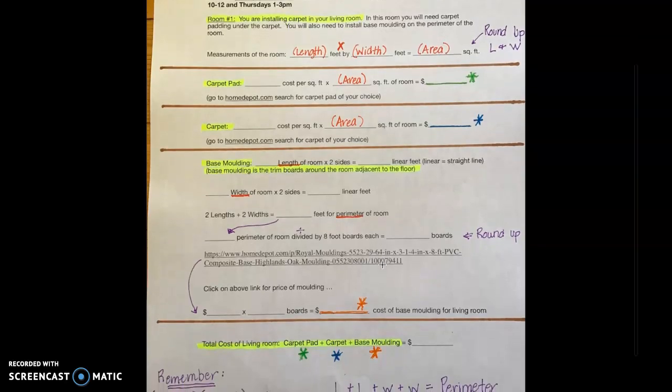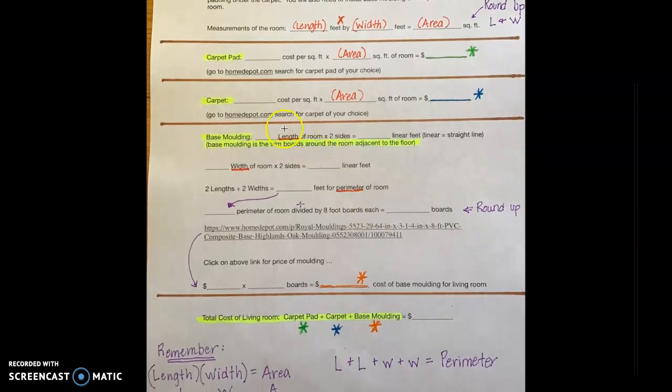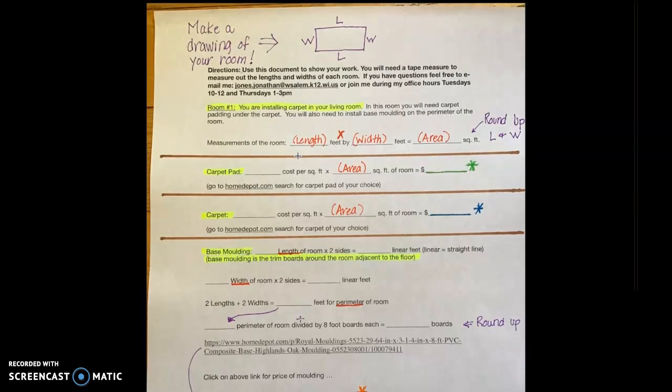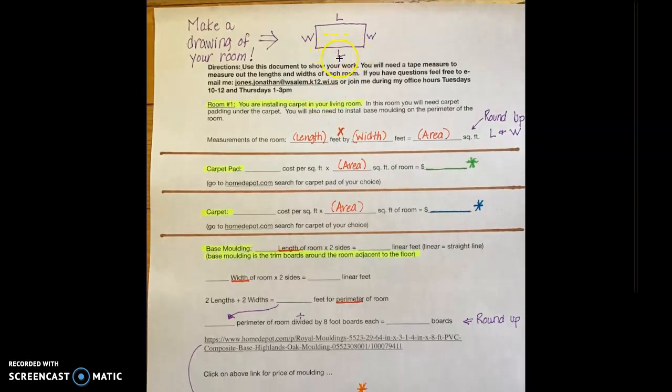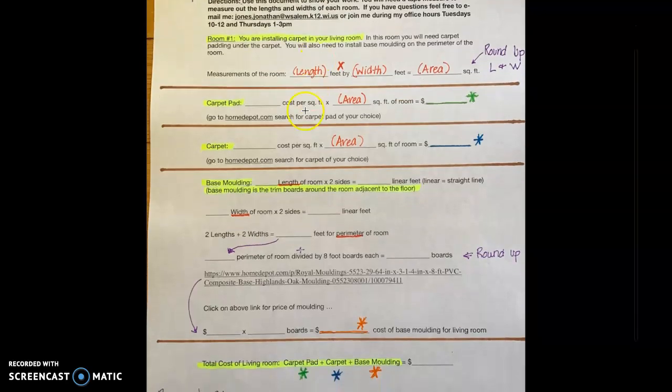Okay, then we get down to the base molding. So for the base molding, this is the outside of your room. It is the boards going along the wall on the bottom. And so when we're talking about going around the outside of the room, we need to find perimeter. So you see the picture up here, it's length plus width plus length plus width. So we end up with two lengths and two widths, and we are adding those together.